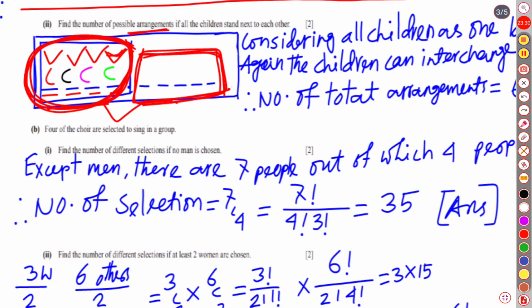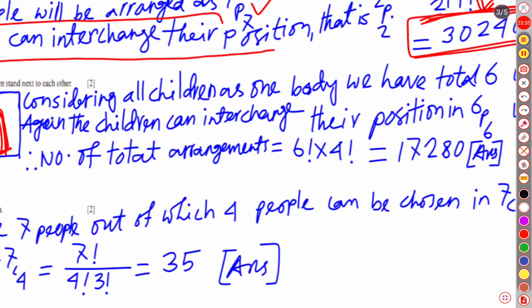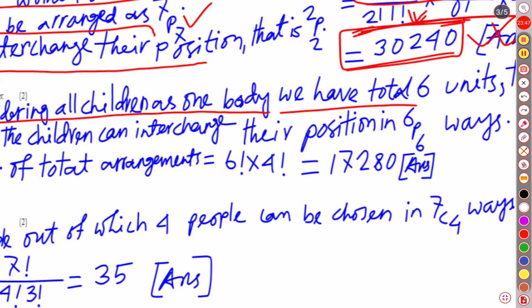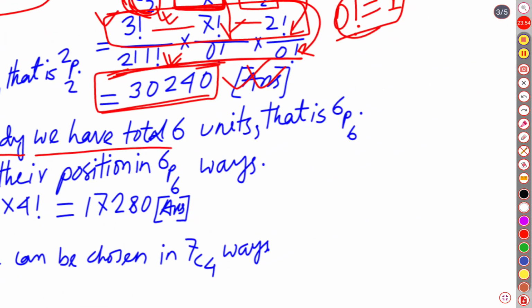I have written here, considering all children as one body, because they are together, we have total 6 units. 5 remaining people and all the children as 1, 6 units, which can be rearranged as 6P6 here. All of the children together 1 unit and the rest 5 units, total 6 units, 6P6.